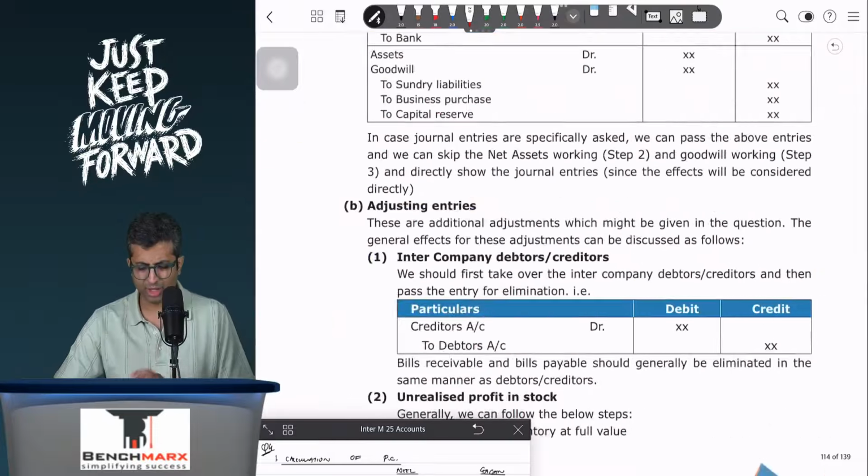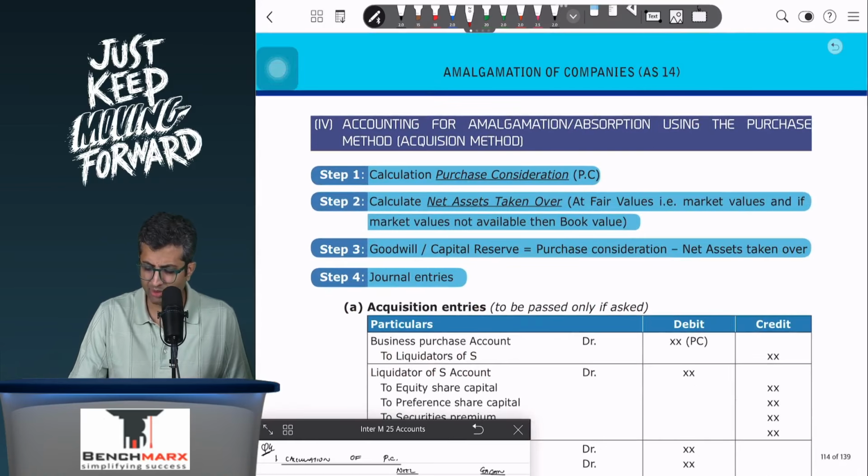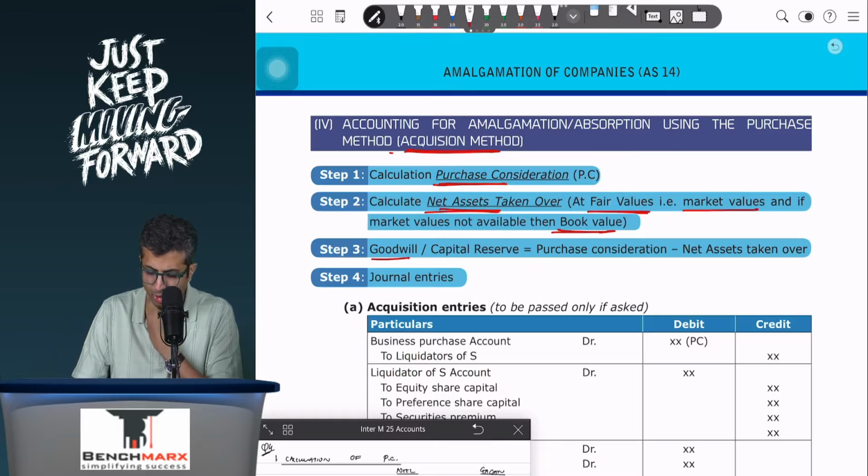But at least to have clarity, we will at least do one sum which involves this. So over here, what are the steps for accounting for amalgamation or acquisition using the purchase method or acquisition method? First is calculating the PC. Second is calculating the net assets. This is at fair values because you are using the acquisition method. Market values in case they are given, and if they are not available, then book values. And then step 3 is the difference between PC and net assets, that is equal to goodwill.